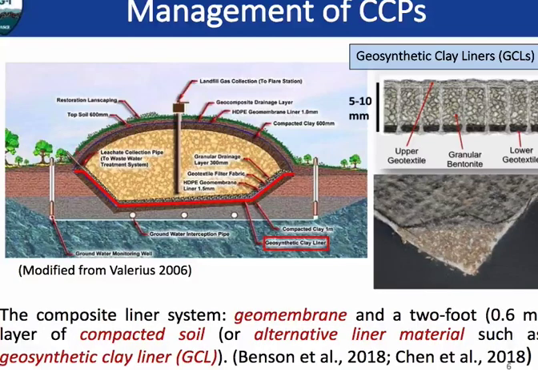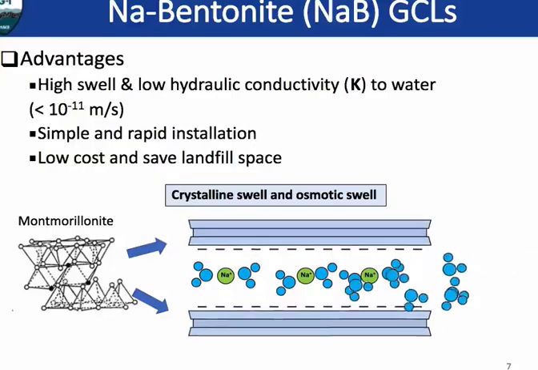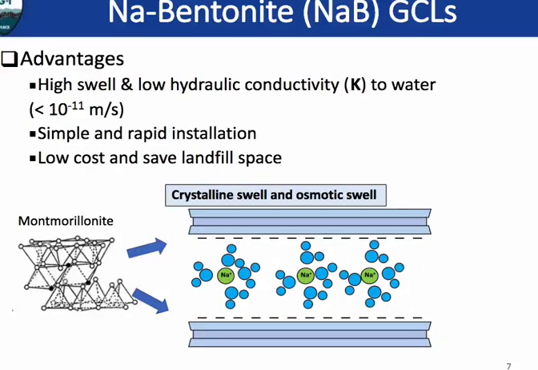So the traditional GCLs contain sodium bentonite as the main component, because sodium bentonite can swell when in contact with water and reduce the hydraulic conductivity, which is lower than 10 to minus 11 meter per second. It also has a simple, rapid installation, this kind of benefit.